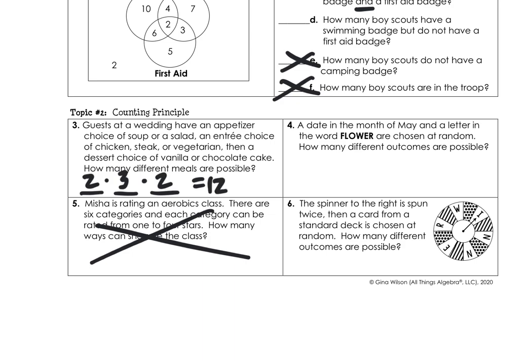Some people on the quiz tried to write that as a probability. It doesn't say what's the probability, it just says how many outcomes we have. How many different choices of meals can I put together? We have 12 different meals. So that's what you're doing on those.